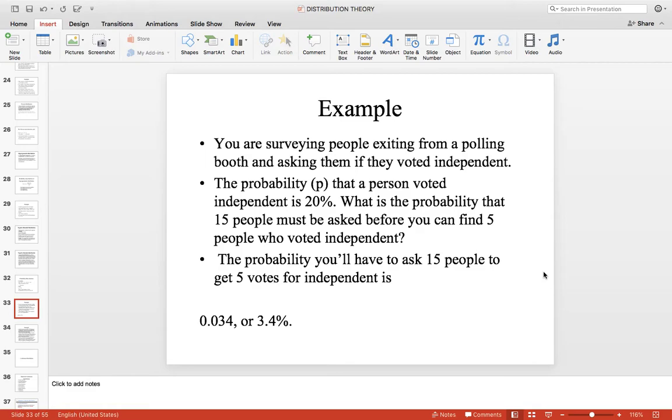Example: if you are surveying people exiting from a polling booth and you ask them if they voted for a particular candidate, the probability P that a person voted for an independent candidate is 20%. So we know your vote share. What is the probability that 15 people must be asked before you can find 5 people who voted for the candidate? The probability you will have to ask 15 people to get 5 positive votes is the probability that you're looking for.